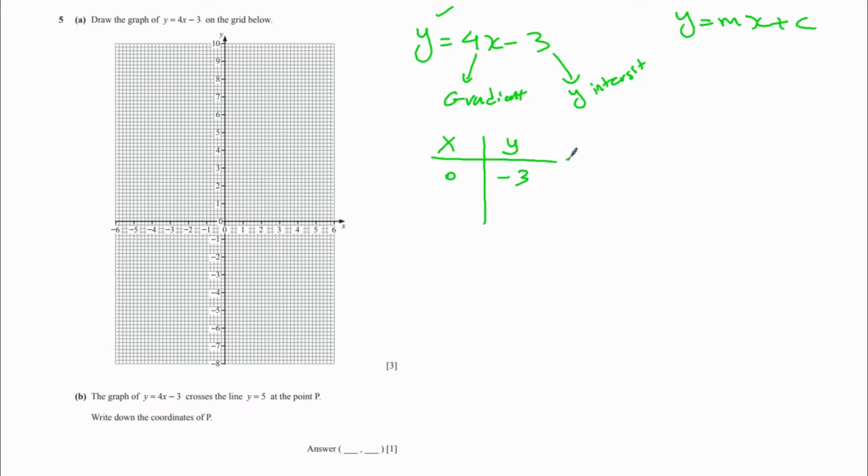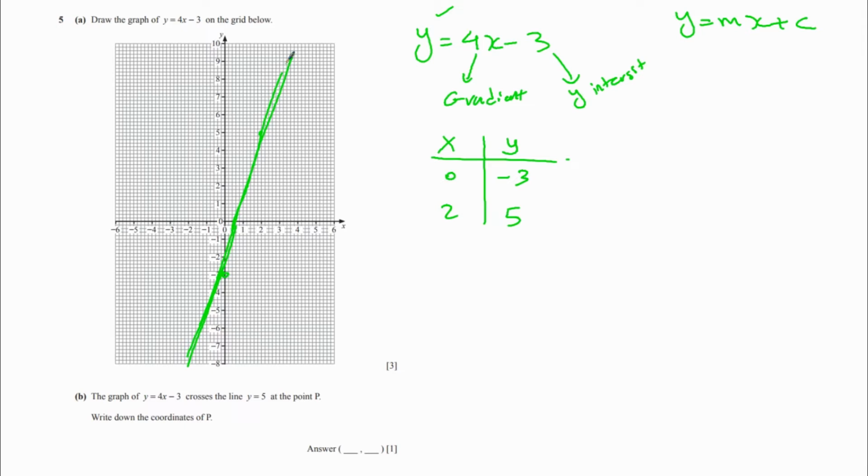And if I put x equal, for example, 2, 2 times 4 is 8, minus 3 is 5, so that would be our second point. So 0 and -3 is this point here, 2 and 5, we come up here, somewhere around here, that is 2 and 5. So to draw this line, we just need to draw a line that passes through these 2 points.